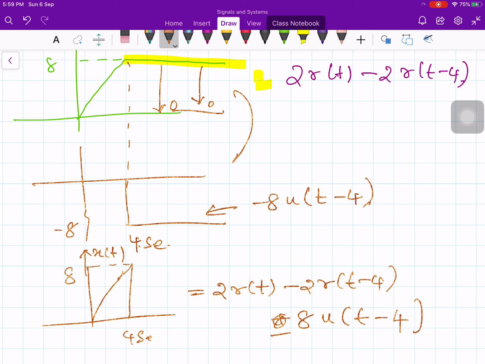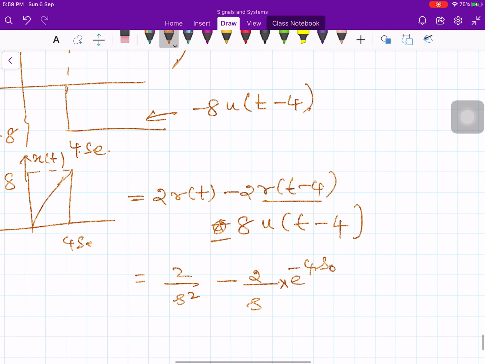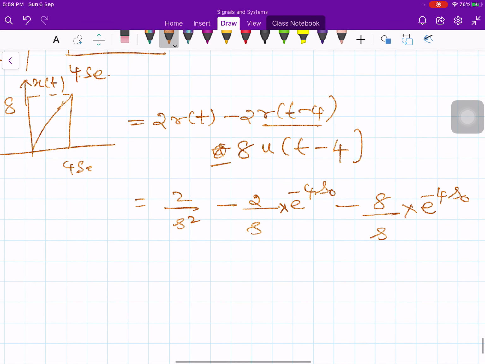Okay, now you take the Laplace transform of this. What is 2 times r of t? 2 over s squared. What is r of t minus 4? Again it is minus 2 over s squared, but it is multiplied by the exponent of e to the minus 4 s, because it is delayed. What is the Laplace transform of u of t? It is 1 over s, so 8 over s, but it is multiplied again by e to the minus 4 s. Okay, so straight away you can find out the Laplace transform of this type of functions.